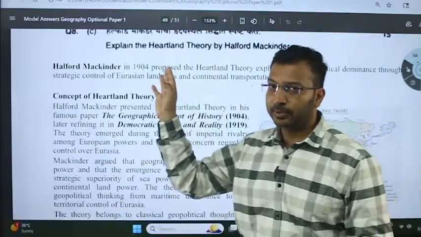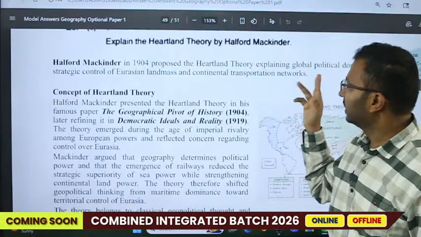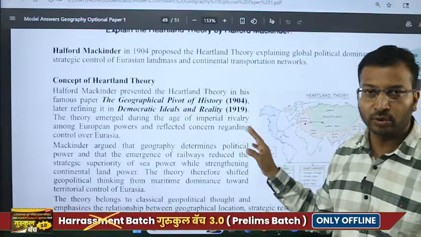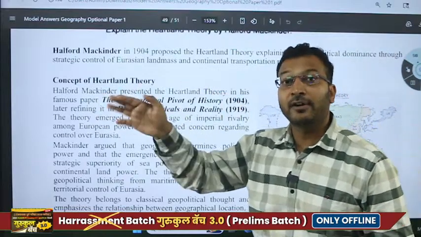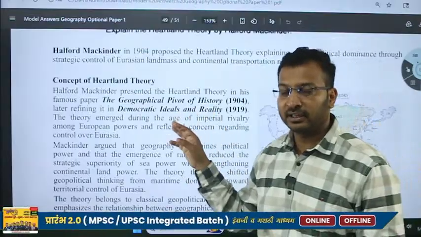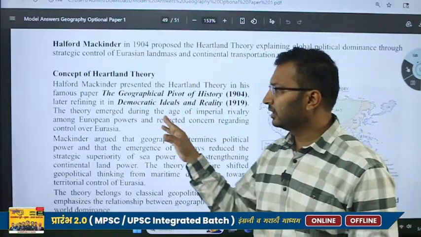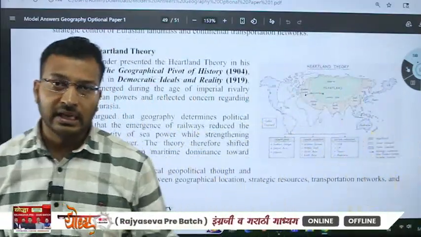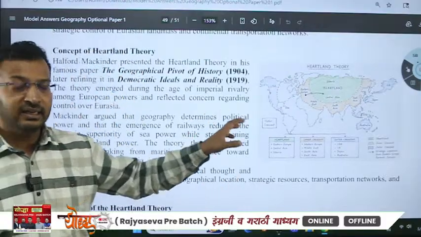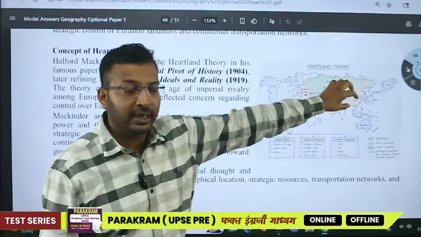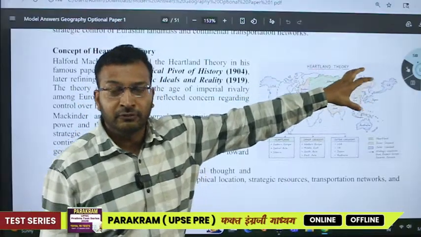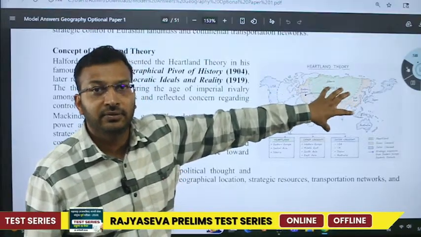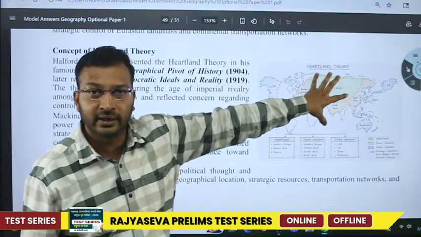So Halford Mackinder proposed his theory in 1904. Okay? Explaining the global political dynamics. He presented his theory in the paper 'The Geographical Pivot of History' in 1904. And later on, he modified it after World War I. As soon as World War I happened, he started realizing some things, and he updated his theory in 'Democratic Ideals and Reality' in 1919. So, if I talk about Mackinder's theory, the basic thing that he said is that the geographical area determines the geopolitics of the world. Whichever country is controlling a specific geographical pivot, that country will determine the control or will rule the entire world.